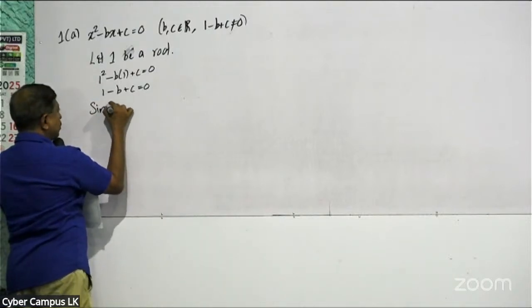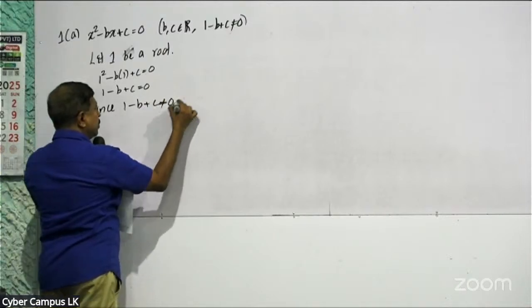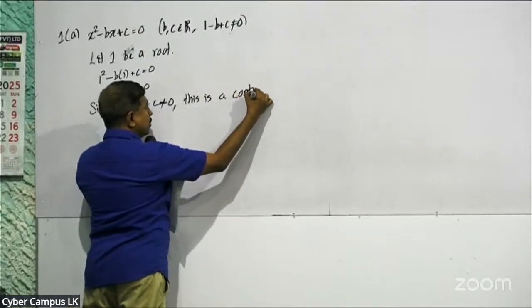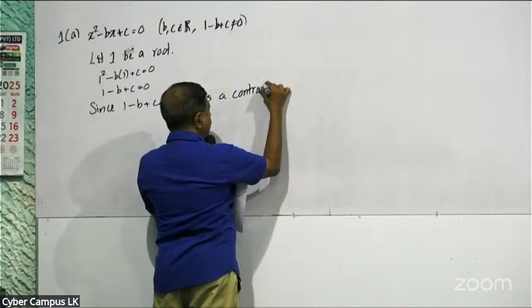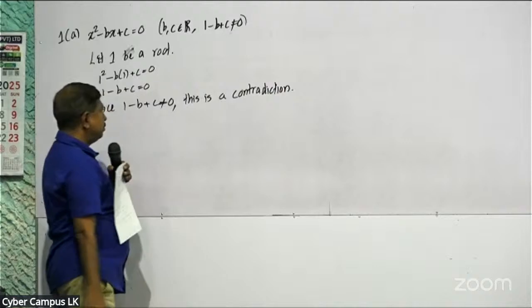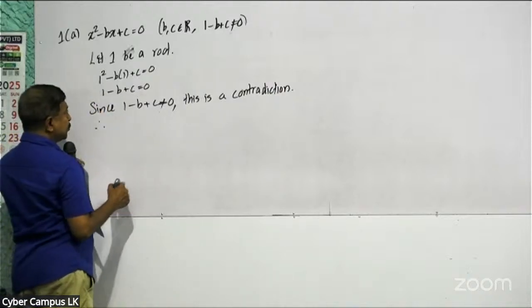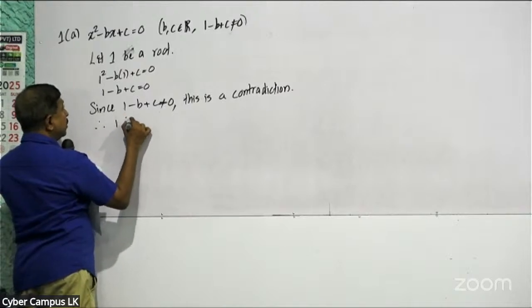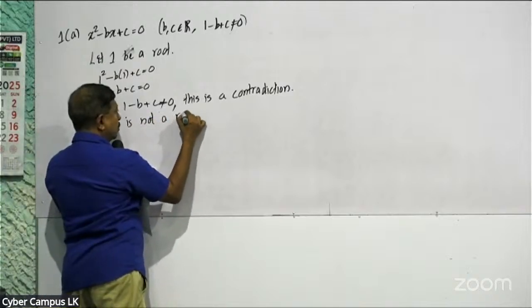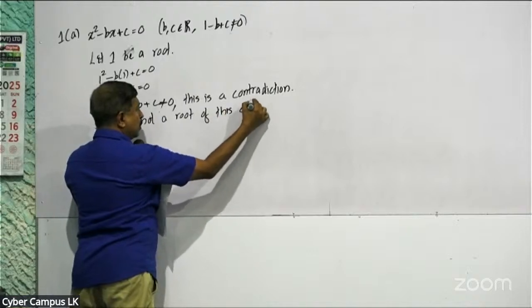Since 1 minus b plus c is not equal to 0, this is a contradiction. That word should be important. Therefore, our assumption is wrong. Therefore, 1 is not a root of this equation.